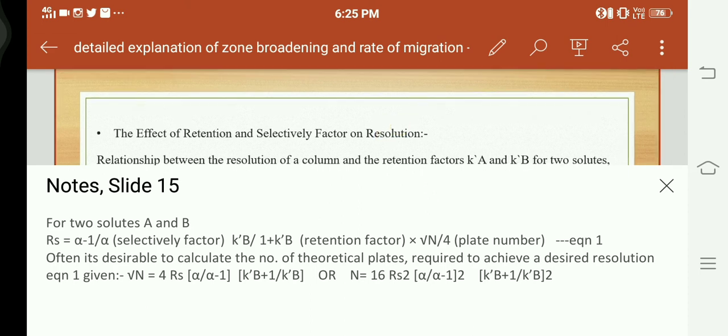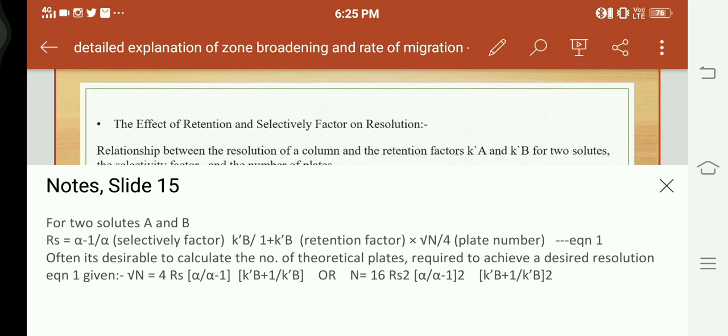Often it is desirable to calculate the number of theoretical plates required to achieve a desired resolution. Equation 1 gives square root of N is equal to 4 Rs (alpha by (alpha minus 1)) ((k'B plus 1) by k'B), or we can also write this equation as N is equal to 16 Rs squared (alpha by (alpha minus 1)) squared ((k'B plus 1) by k'B) squared.